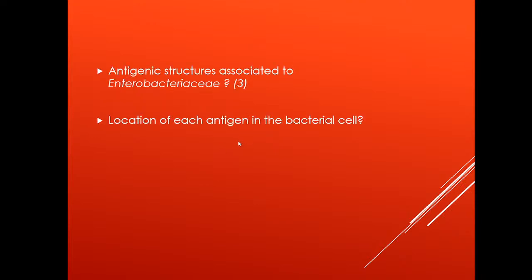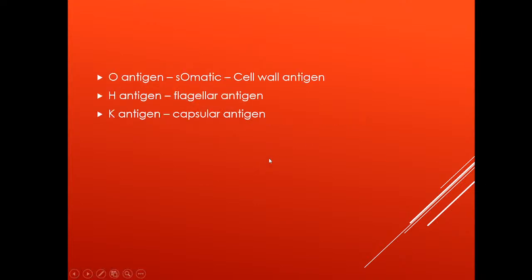It's okay. Now, antigenic structures associated with the family Enterobacteriaceae. There are several antigenic structures that you need to talk about. The O, H, K antigens. All right, so this is the answer to the second bullet, the location of each antigen in the bacterial cell: your O antigen is the somatic antigen, while the H antigen is the flagellar antigen, and K is for capsular. All right. Somatic. That's why I capitalized O, so that you guys will remember. And then the K antigen, capsular.